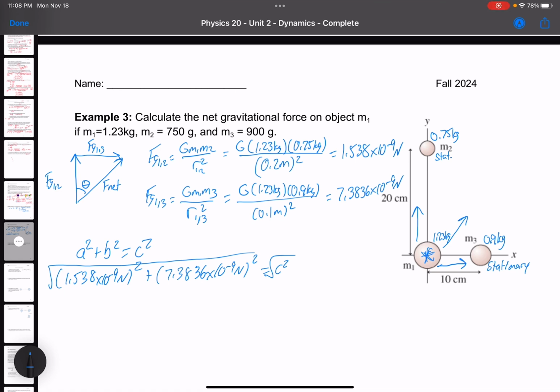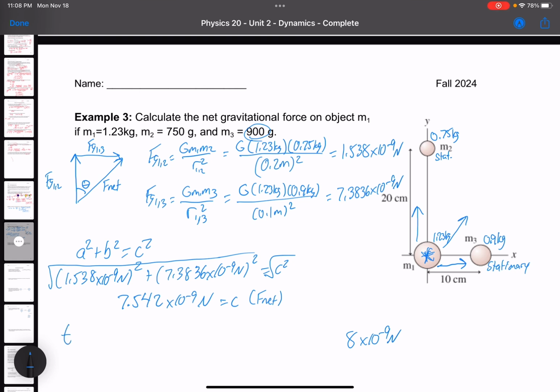Okay, I'm looking for the hypotenuse. So I should get a number that's definitely bigger than the other two, which I do. So 7.542 times 10 to the negative 9 newtons is equal to C. Or by C, we're talking about F net. Okay. So I have that portion of my final answer. Technically, we're looking at one significant digit here, so this would be 8 times 10 to the negative 9 newtons. But now I need an angle to go with it.